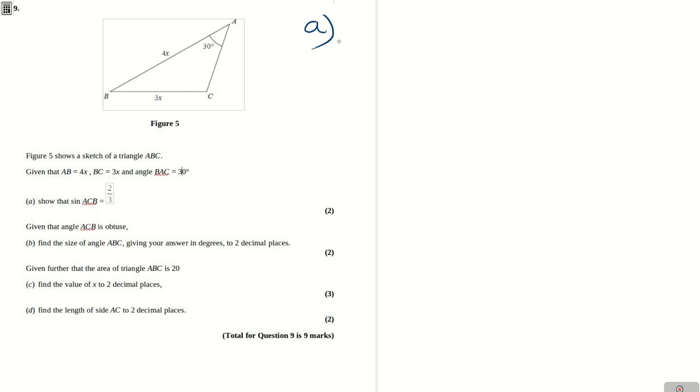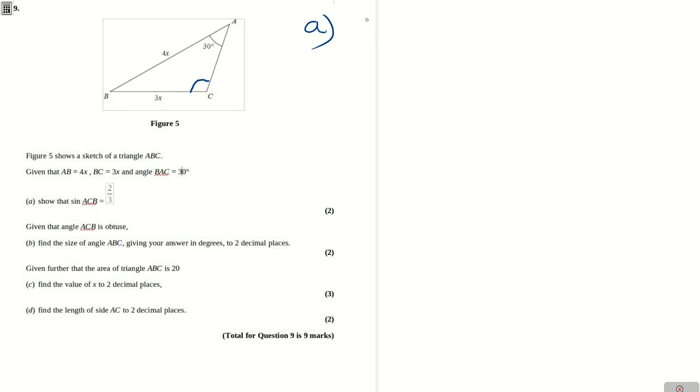Right, so it shows us the diagram of a triangle. The information it gives there is actually all drawn on the diagram. So the first thing is to show that the sine of angle ACB, which is this angle here, is equal to 2/3.